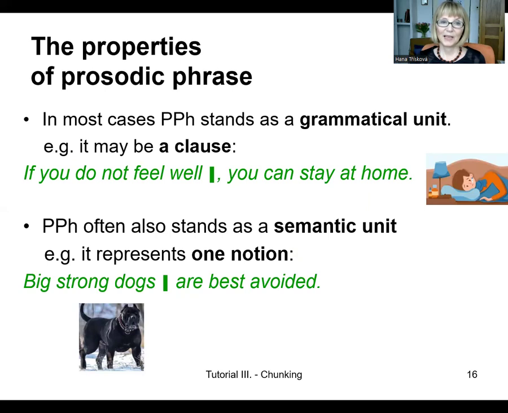In most cases, prosodic phrase stands as a grammatical unit. For instance, it can be a clause. If you don't feel well, you can stay at home. And it quite often also stands as a semantic unit, which may represent one semantic notion. For instance, big, strong dogs are best avoided.